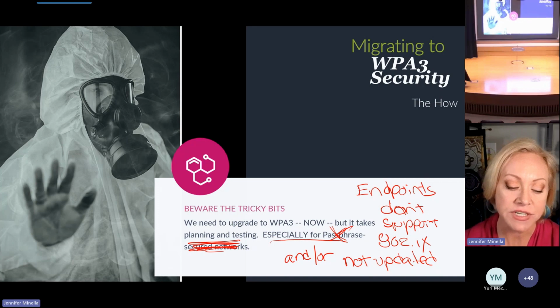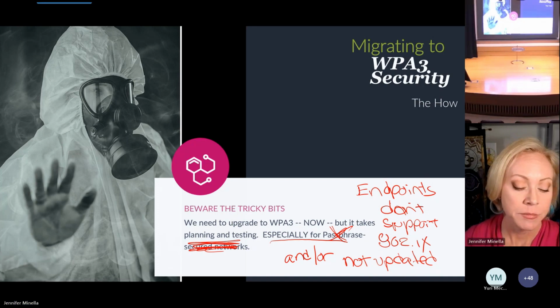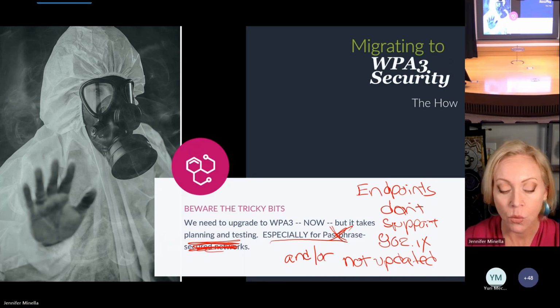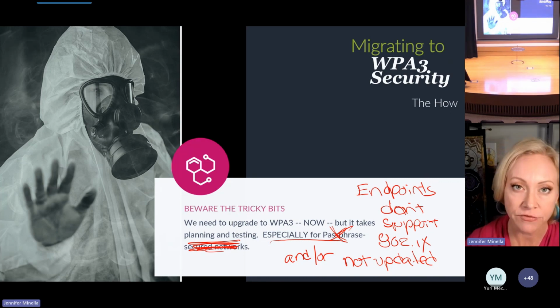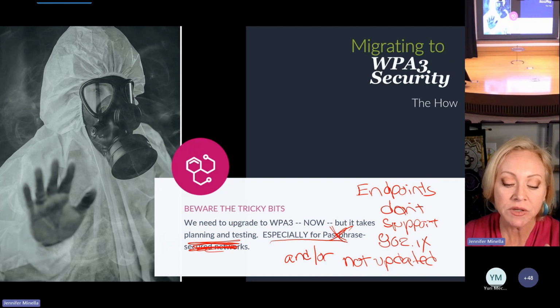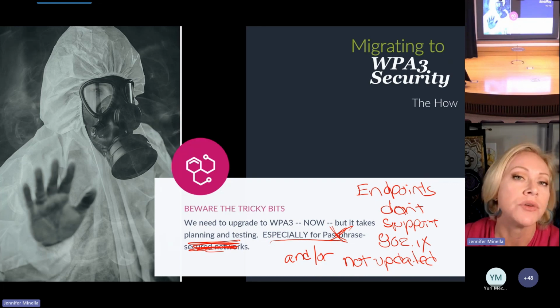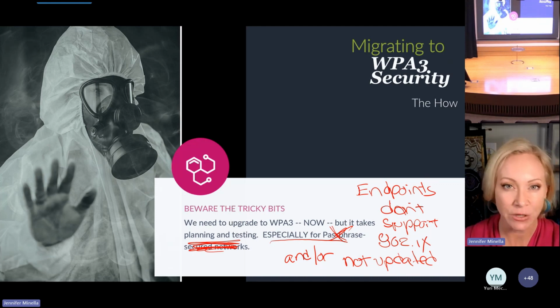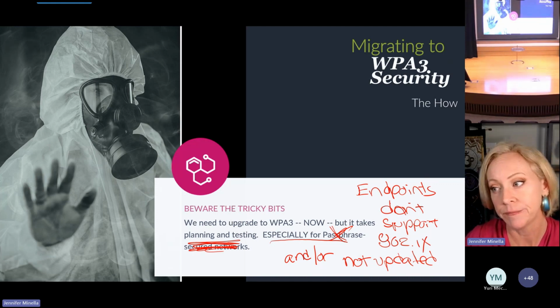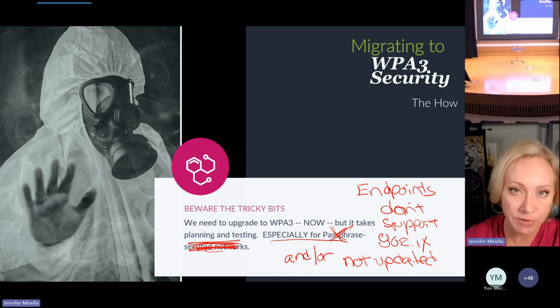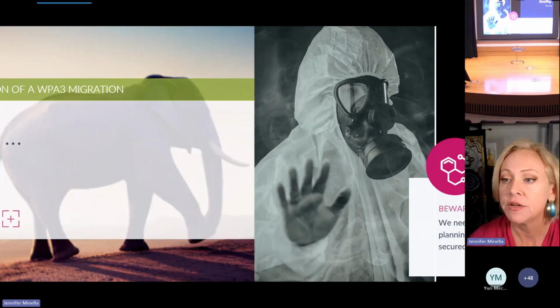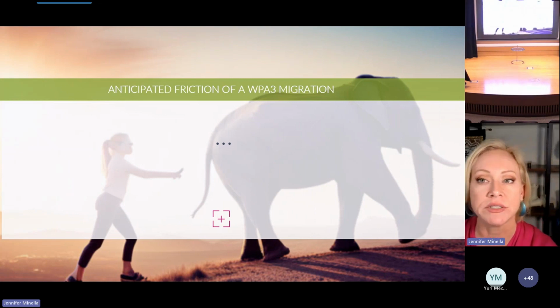And so all of those things are usually connected to a passphrase network because they don't support 802.1x, or you've preferred not to configure them for 802.1x. So really, the problem is the endpoints that don't support these other things, or the endpoints that are very IoT-ish and aren't getting updates because we have something new and they don't know about it. I'm going to talk more about this in a minute, but let me talk you through what some of the friction points are going to be here.